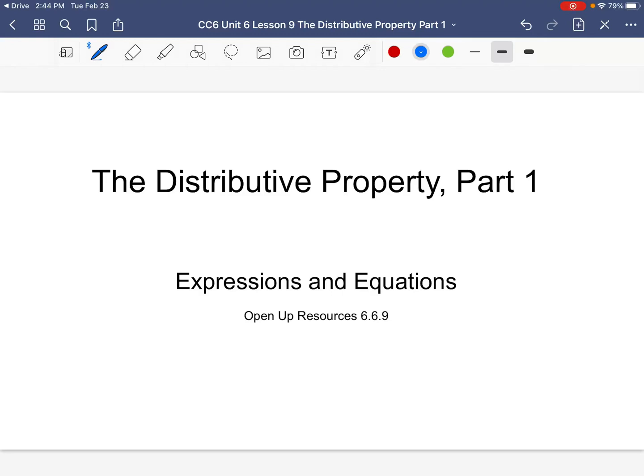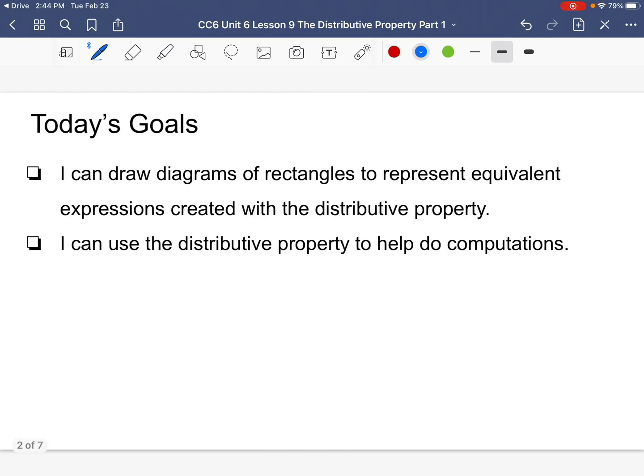Welcome to today's lesson, which is about the distributive property. In today's lesson, you will learn to draw diagrams of rectangles to represent equivalent expressions created with the distributive property. Use the distributive property to help do computations.